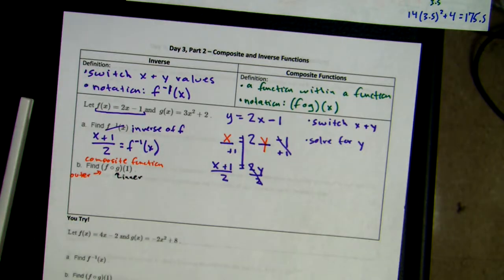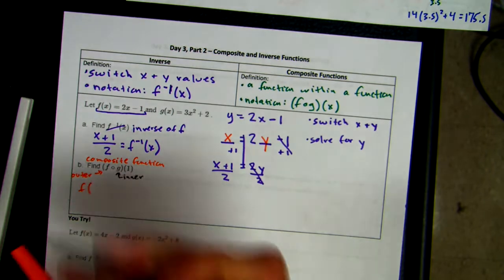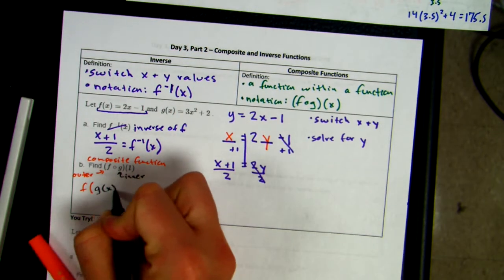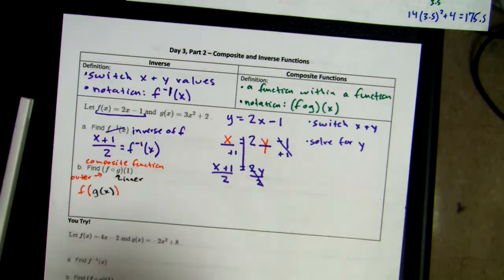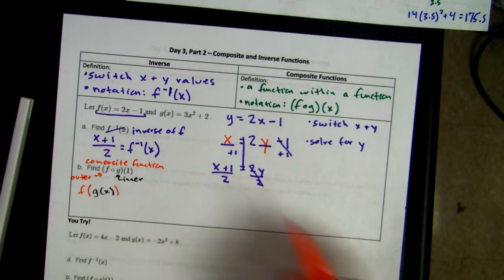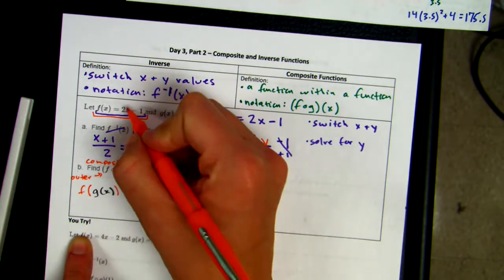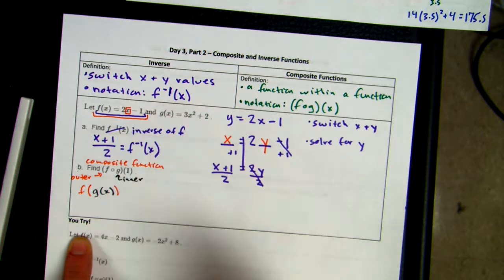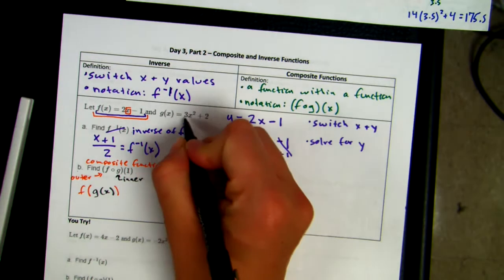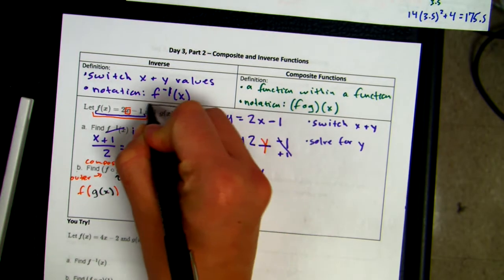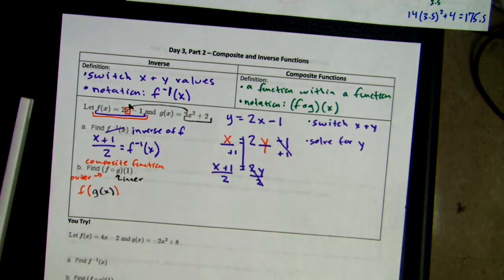So if I'm rewriting this, I would rewrite this as f of g of x, where f is my outside function, g is my inside function. Here again I am using my function f as the outer function, and I leave a space where this x is. That's where my inner function then gets plugged into. It gets plugged into the x value of the outer function.